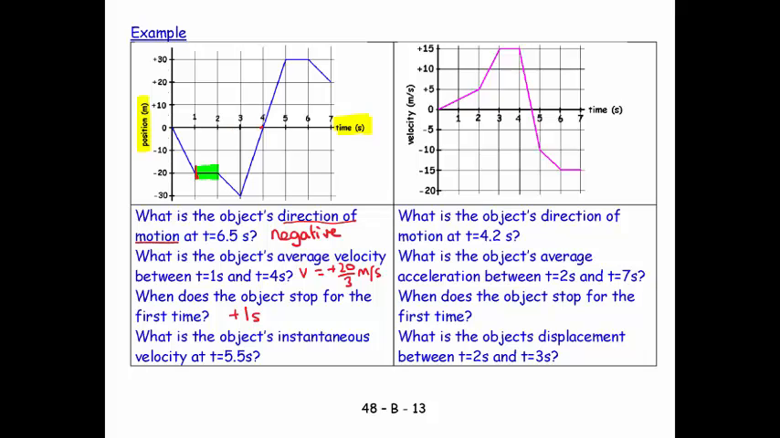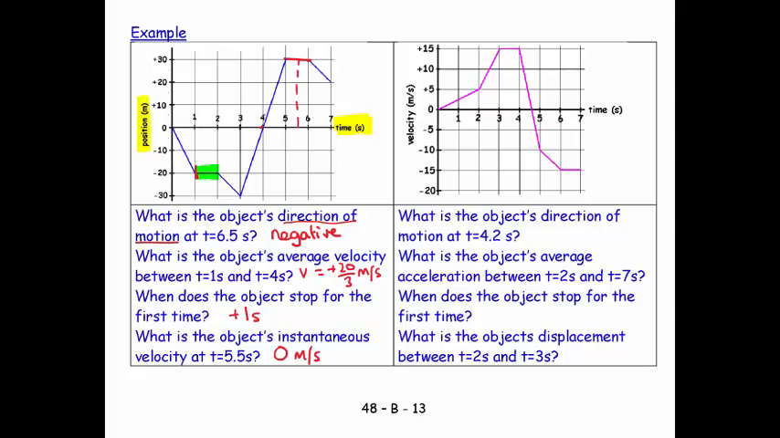And then what is the object's instantaneous velocity at 5.5 seconds? Well, here we go, 5.5. I draw a tangent to this graph. It's horizontal, 0 meters per second. Can you see how we know how to do the bits? It's just that I can dress things up colloquially. Let's look at this next one.